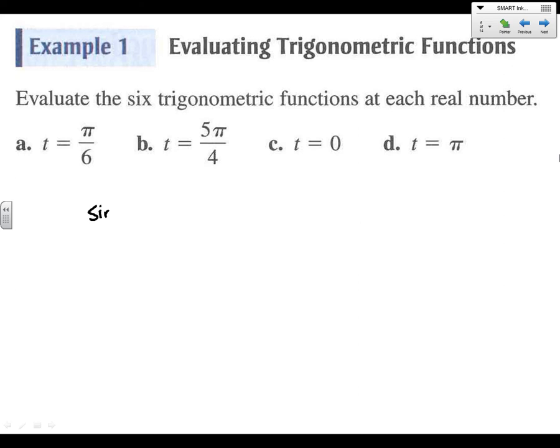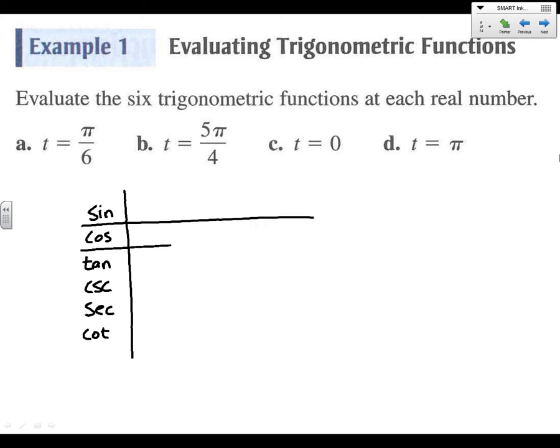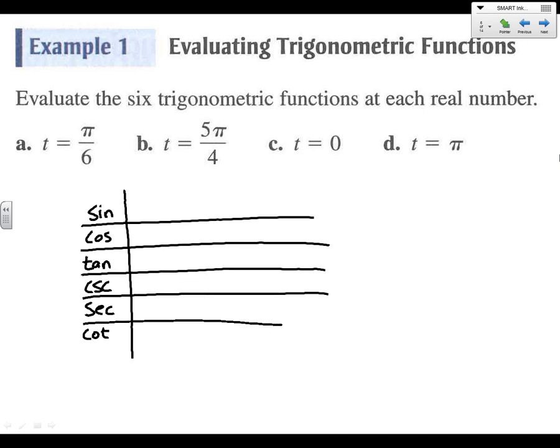Sine, cosine, tangent, and then we're going to have the flips. The flip of sine is cosecant, the flip of cosine is secant, and the flip of tangent is cotangent. Okay, and so for our first one, we have pi over 6. And so we'll figure out our values for pi over 6.